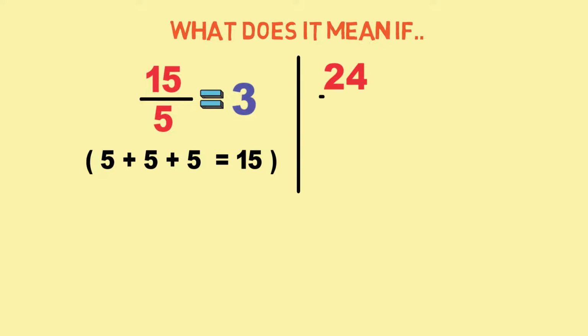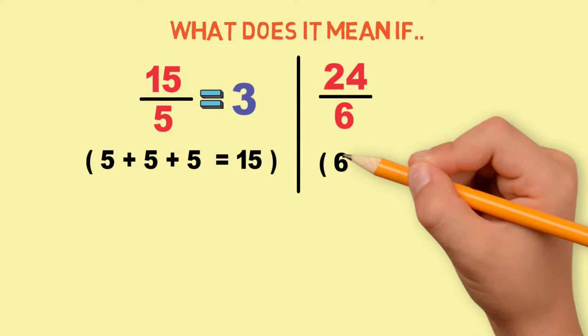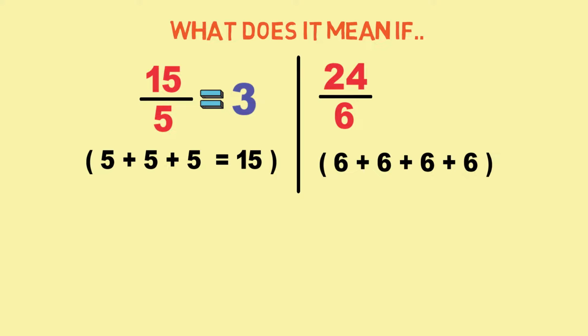How much is 24 divided by 6? So you add 6 to itself 4 times to get 24. So 24 divided by 6 is equal to 4. This is how you divide.